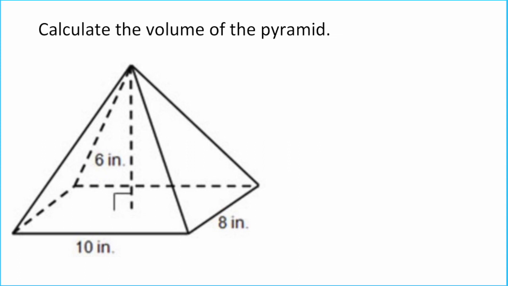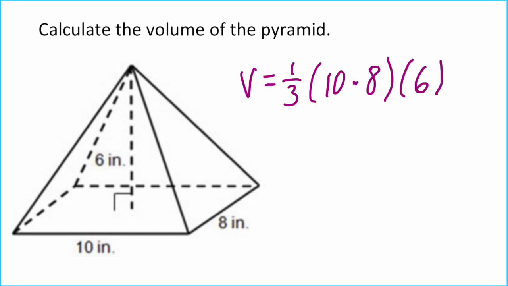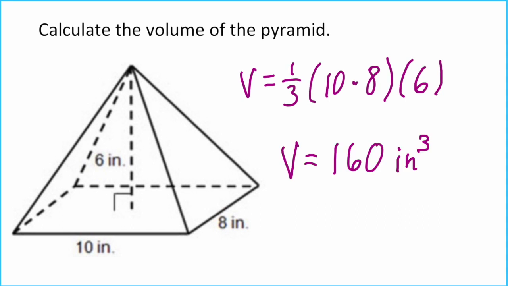Go ahead and pause the video and give this next problem a try. So in this one, the volume is 1/3 times a base, which is a rectangle, which is going to be 10 by 8, and the height of the pyramid is 6. When we simplify, we get 160 cubic inches.